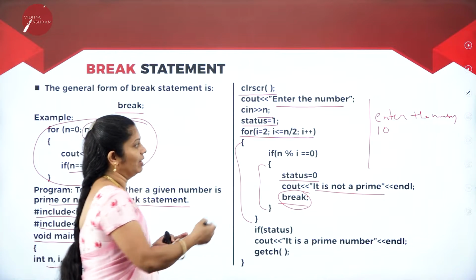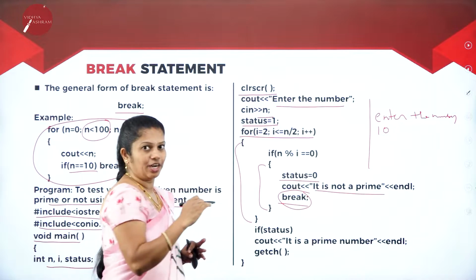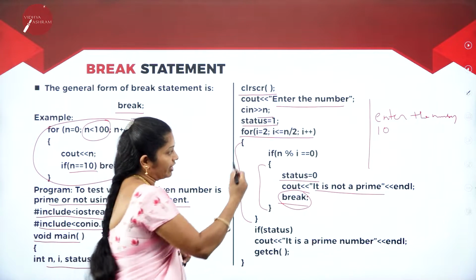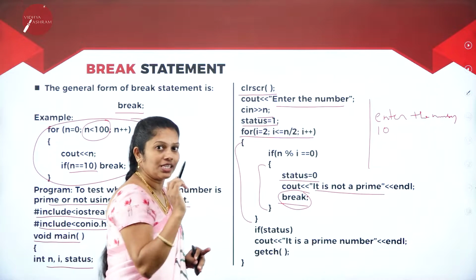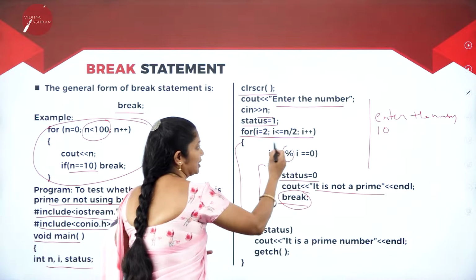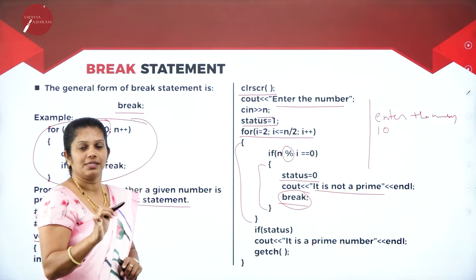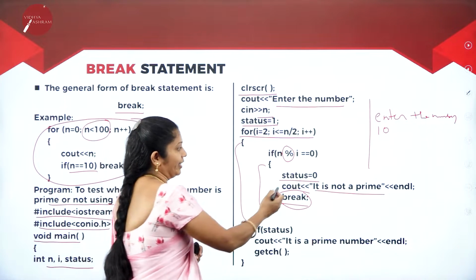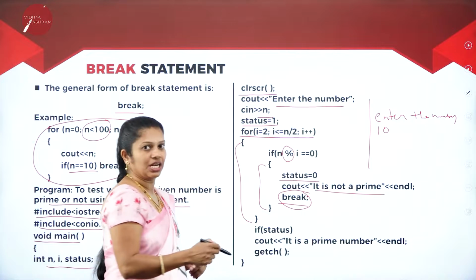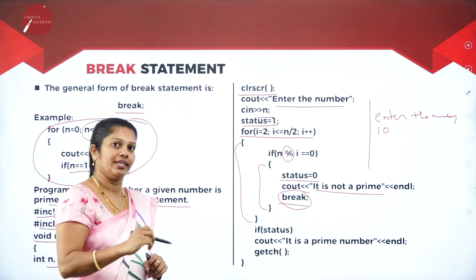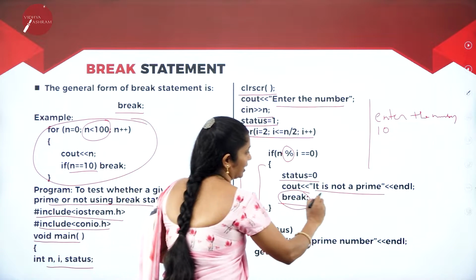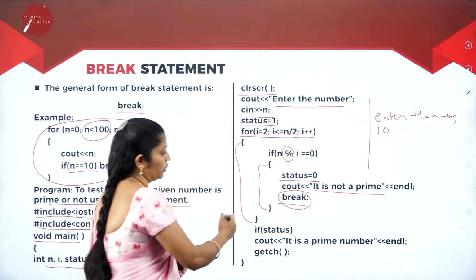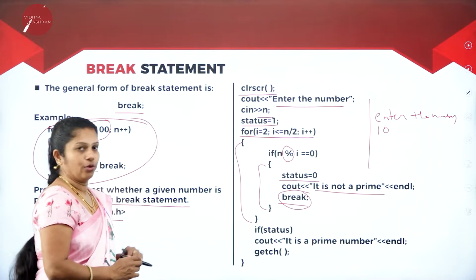Whichever number we give, that number is divided by the i value. That means first time it will be divided by 2. If the remainder is equal to 0, here we are using the percentage symbol that represents the remainder, then the status, which we initialized as 1 in the beginning, will now become 0. Once it becomes 0, it is not a prime number, then break. Then afterwards, we will end the for loop.